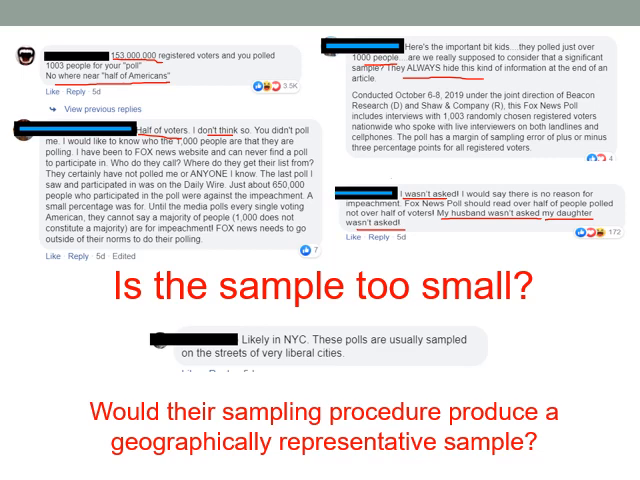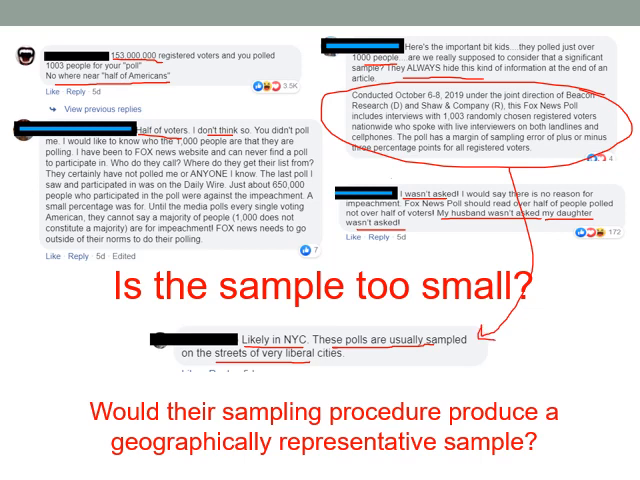All right, so this person says, likely in New York City. These polls are usually sampled on the streets of very liberal cities. Well, actually, Fox News told this person exactly how the sampling was done if they had bothered to read it. This is a handful of the comments that I screenshotted, but basically every comment was exactly the same. Just how are we supposed to take the results of 1,000 people and use that to make a conclusion about all of the people?